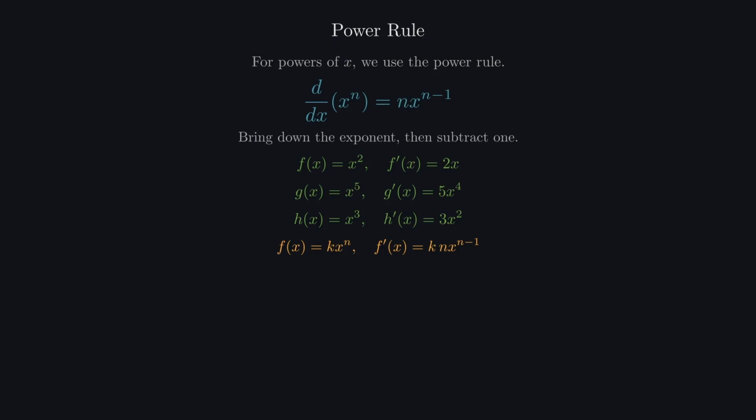The same idea works when there is a constant in front. If f of x equals kx to the power of n, then f prime of x equals k times n x to the power of n minus 1. For example, f of x equals 2x to the power of 8 gives f prime of x equals 2 times 8 x to the power of 7 equals 16 x to the power of 7. And this also means that whenever we have a constant multiplied by a function, we take the constant out and multiply it by the derivative.